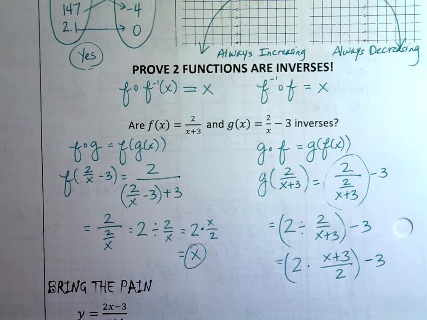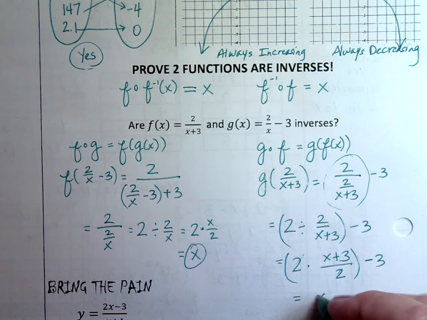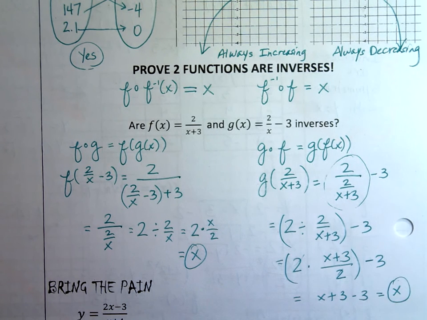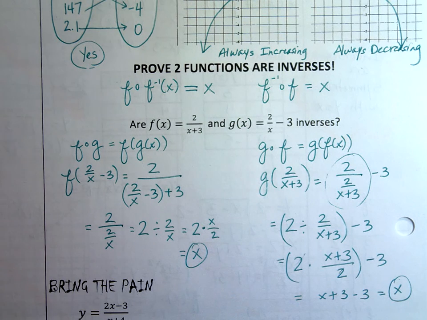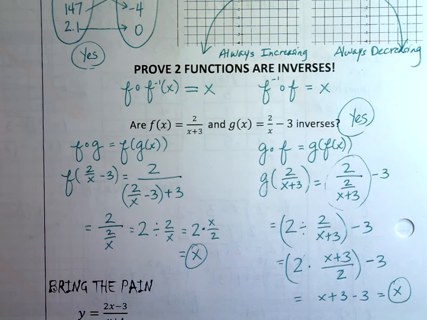Do you see where it's going? It's going to turn out pretty. 2's cancel. I have x plus 3 minus 3. 3's cancel, and I get an answer of x. So yes, they are inverses of each other. Are they inverses? Yes. I fogged and goffed. I got an answer of x.